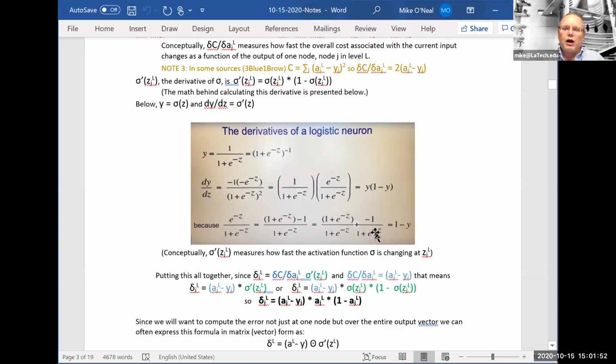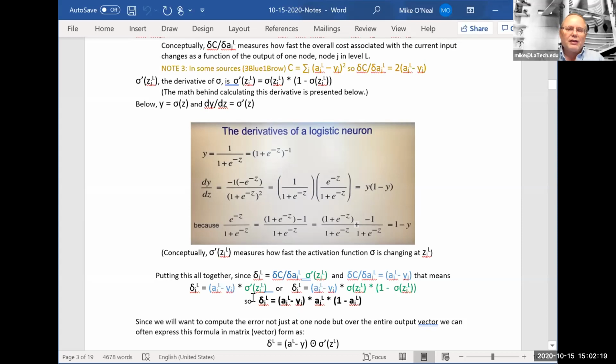Well, this is just minus y, right? So this whole thing is 1 minus y. This whole thing is y. So the whole thing, the derivative of this function, is this monstrosity that simplifies down into output of the function times 1 minus the output of the function. That's where that came from.